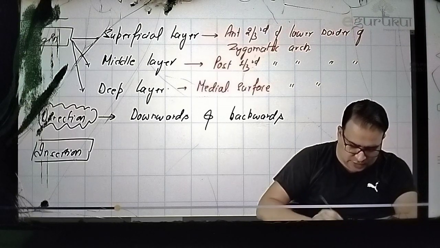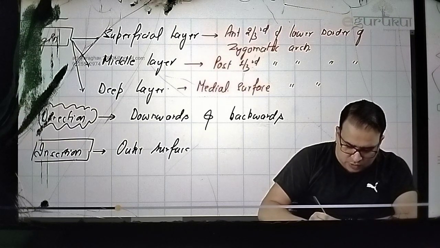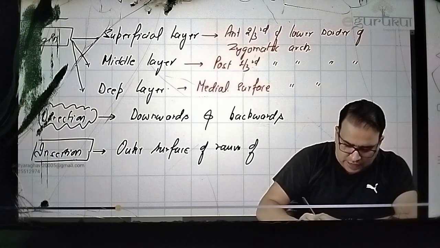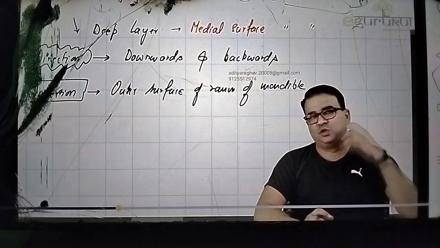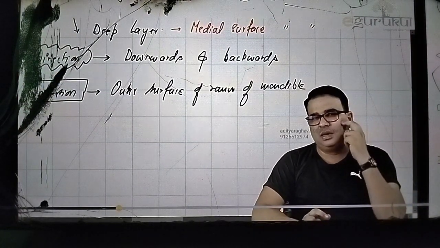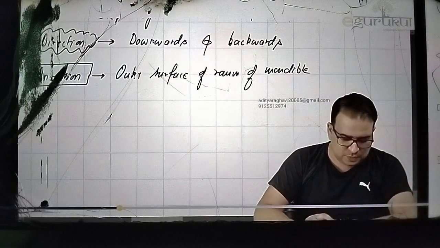Insertion, guys. What is the insertion? It is inserted on the outer surface of the ramus of mandible. Even if it's a short note question, you don't have to write that the superficial fiber will come below, middle fiber will go here, and the deep fiber will be above. Doesn't matter. It's simply the outer surface of the ramus of mandible. That is where it is inserted.